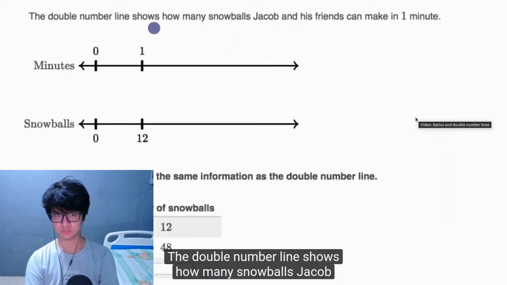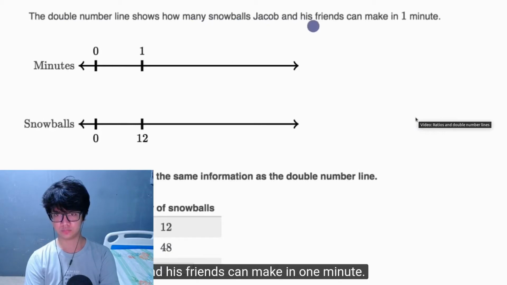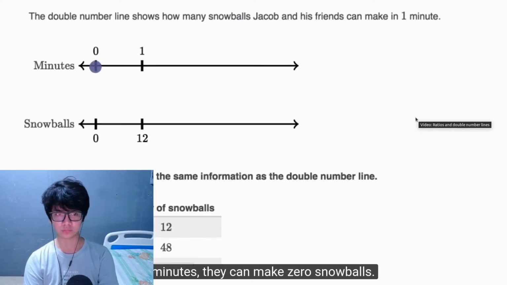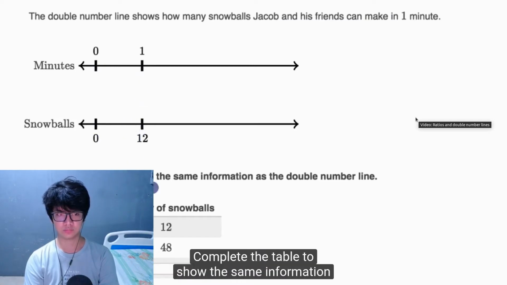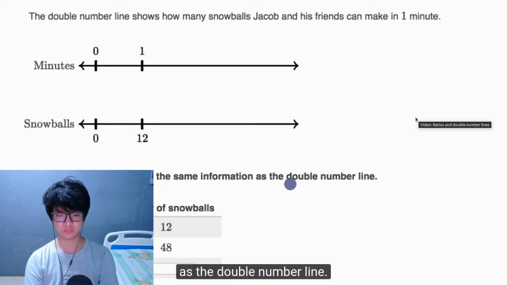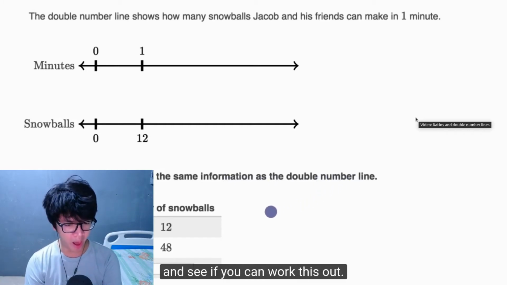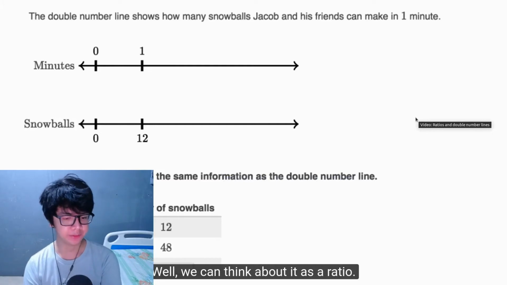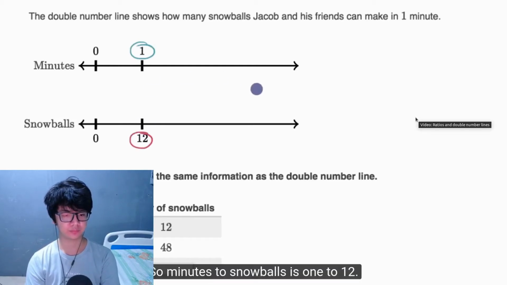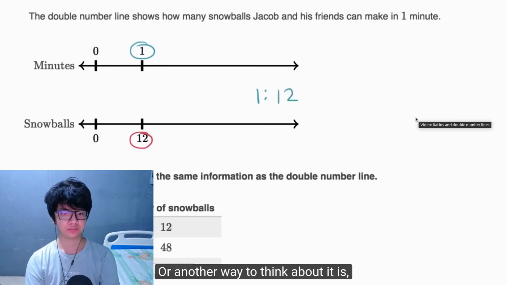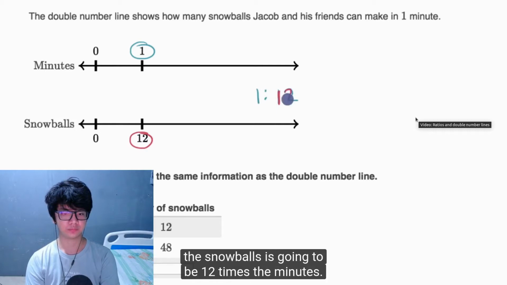The double number line shows how many snowballs Jacob and his friends can make in 1 minute. In no minutes, they can make 0 snowballs. In 1 minute, they can make 12. Complete the table to show the same information as the double number line. So once again, pause this video and see if you can work this out. Well, we can think about it as a ratio. The ratio of minutes to snowballs is 1 to 12. Or another way to think about it is the snowballs is going to be 12 times the minutes.